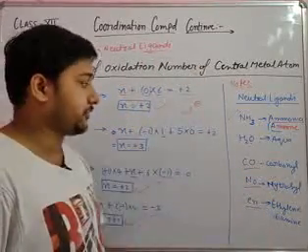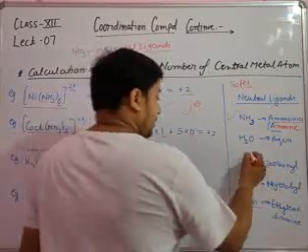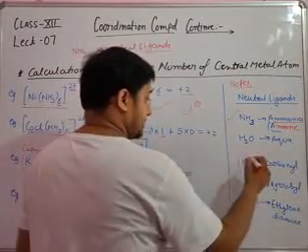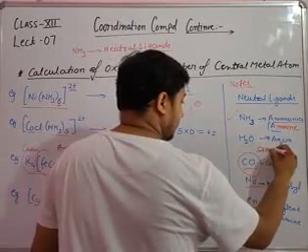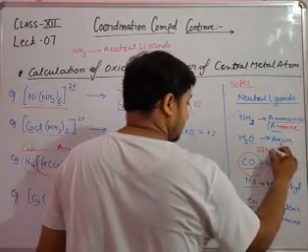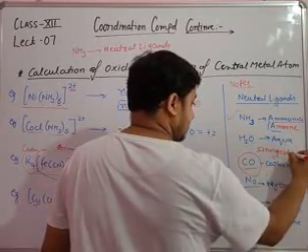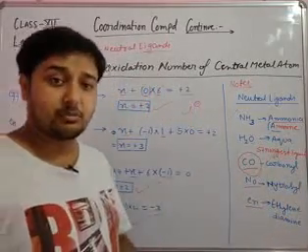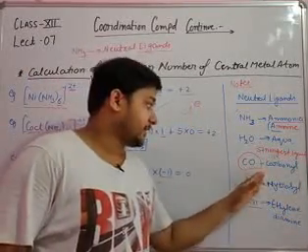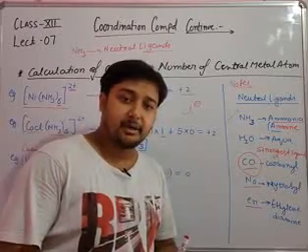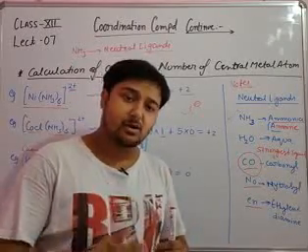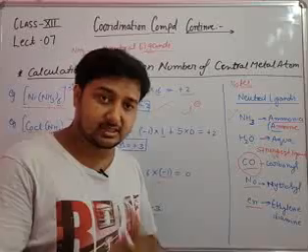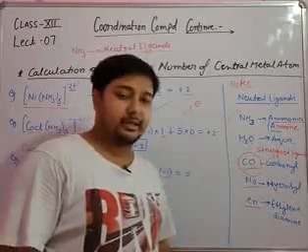These are all neutral ligands, among which only CO is the strongest ligand. CO is the strongest ligand. What do you mean by strongest ligand? Strongest ligand does not mean too much powerful. Strongest ligand means it has the ability to donate electrons very easily and very fast. This is the property of a strong ligand.